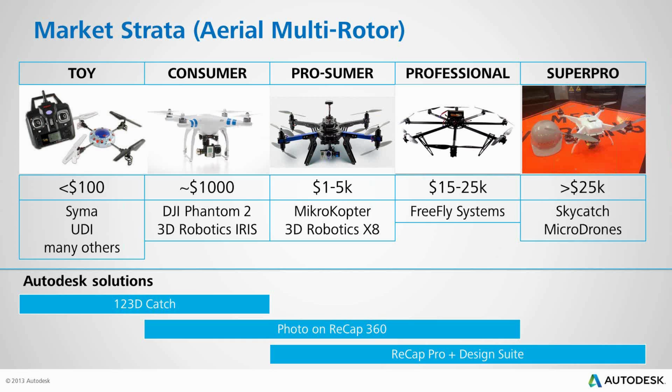It ranges. I would not advise the toys, of course, but you can buy a consumer version of the DJI Phantom 2 or 3D Robotics Iris for less than $1,000. On top of that, of course, you need to add the cost of the GoPro camera. And again, if you want to use a GoPro, please select the GoPro Hero 3 Plus Black Edition with the 12 megapixel sensor. Most of them come with a gimbal to stabilize the camera.